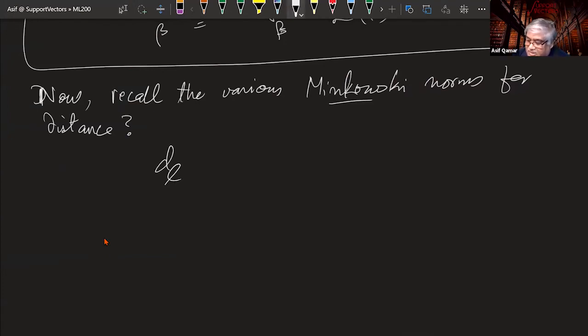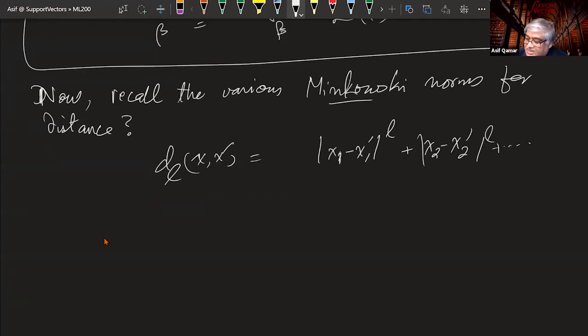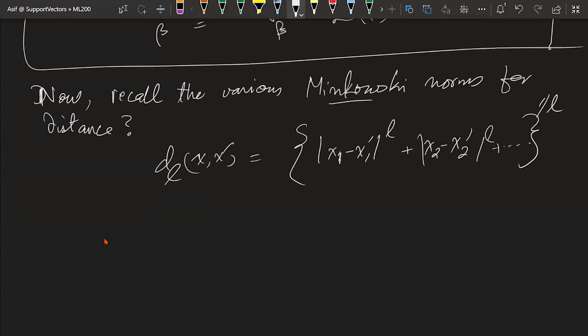If you remember, the Minkowski norm of 2 points x and x prime was equal to (x1 minus x1 prime to the power L plus x2 minus x2 prime to the power L), the whole to the power 1 over L.